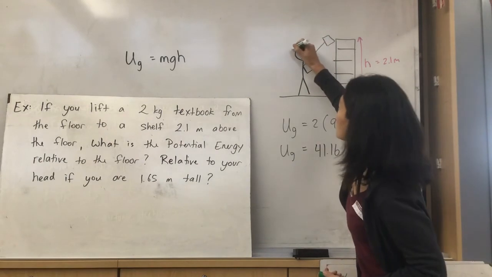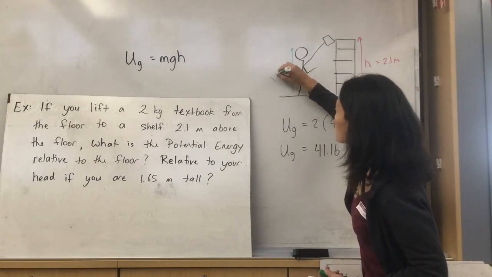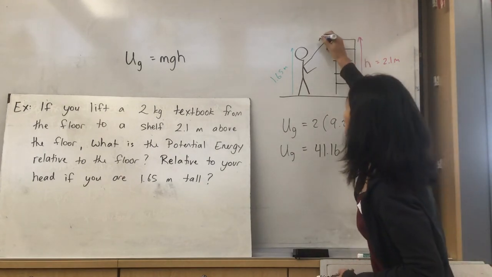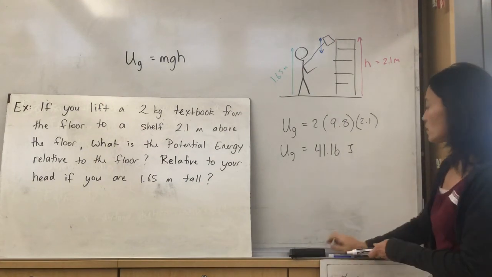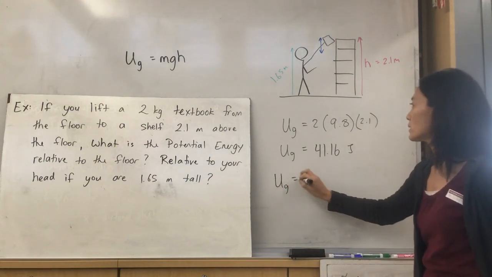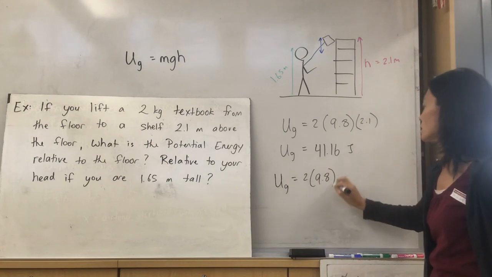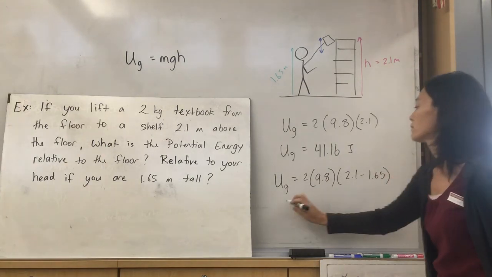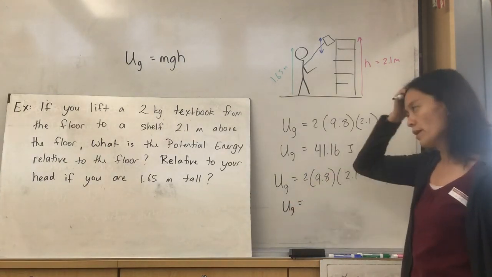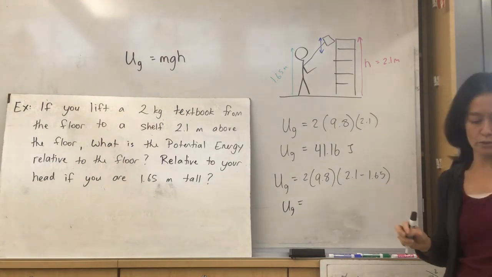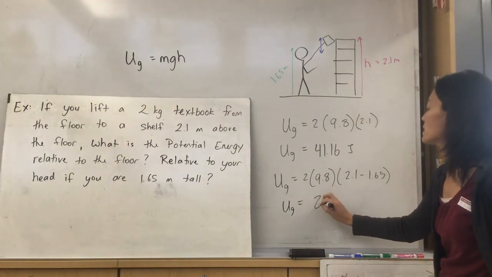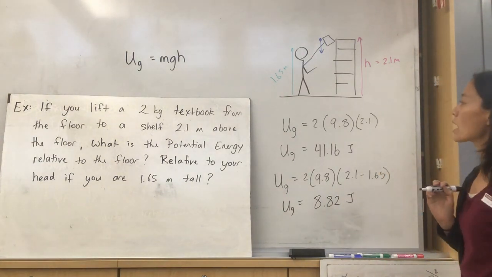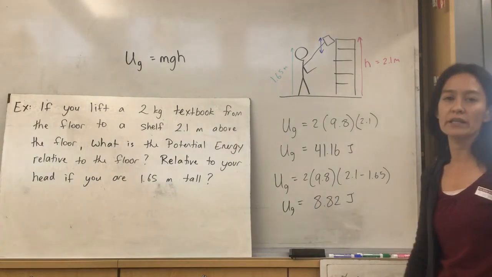And then the second part says relative to your head if you're 1.65 meters tall. So if your height is 1.65 meters, relative to your head is just this little portion. So in this case, when you go to calculate the potential energy, you'd say 2.1 minus 1.65. Again, you're going to be a good student. Pause the video, calculate that out, see what you get. I got 8.82 joules. Okay, so those are just pretty simple examples of calculating energy for different scenarios.